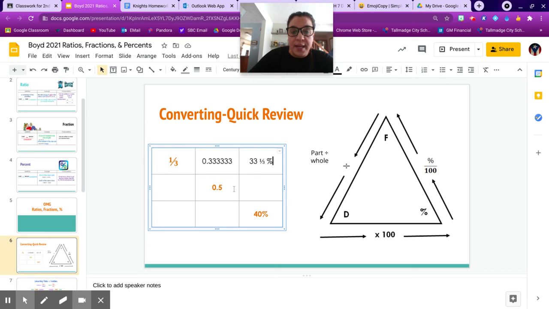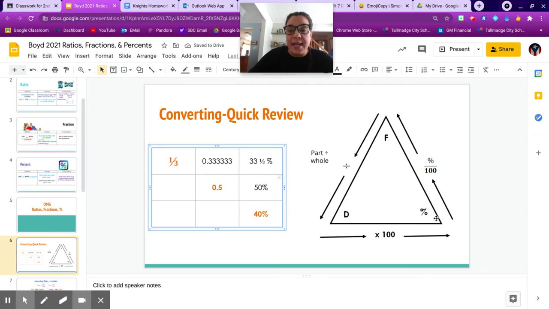So I'm starting with a decimal right here. So I'm starting in this left corner, 0.5. To turn that into a percent, I'm just going to multiply it by 100. So 0.5 times 100 is 50%.